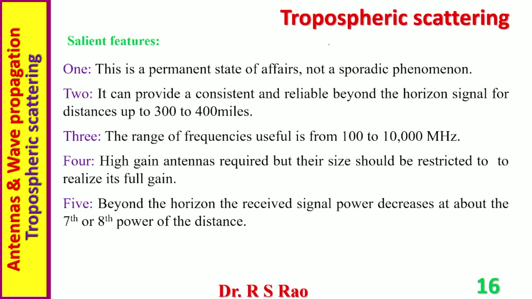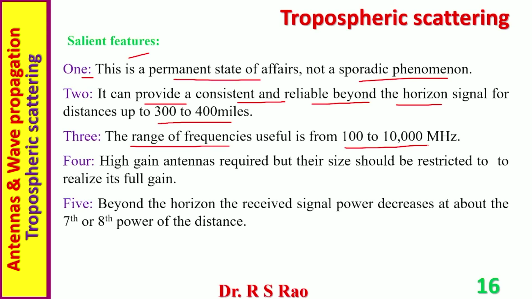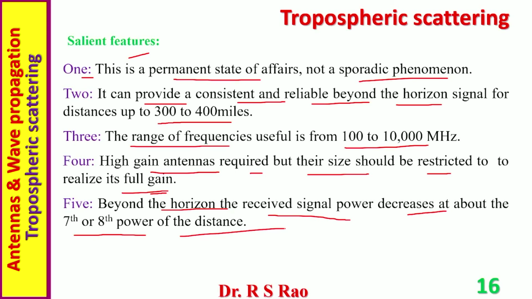Salient features of tropospheric scattering. One, this is a permanent state of affairs, not a sporadic phenomenon. Second, it can provide a consistent and reliable beyond the horizon signal for distances up to 300 to 400 miles. Three, the range of frequencies useful is from 100 to 10,000 megahertz. Four, high gain antennas are required, but their size should be restricted to realize full gain. Five, beyond the horizon, the received signal power decreases at about the seventh or eighth power of the distance.